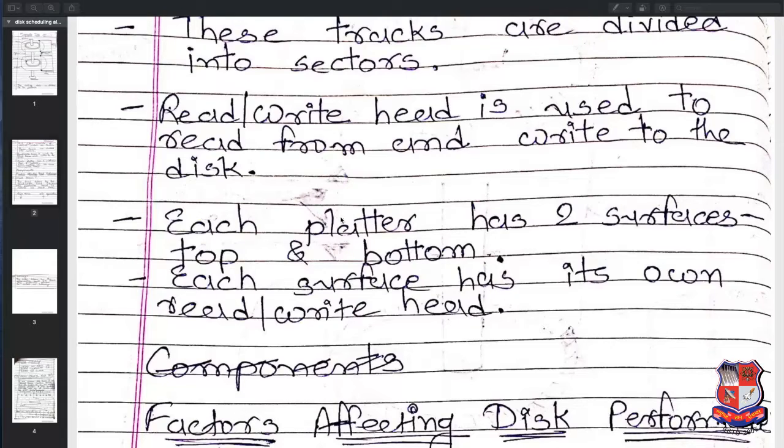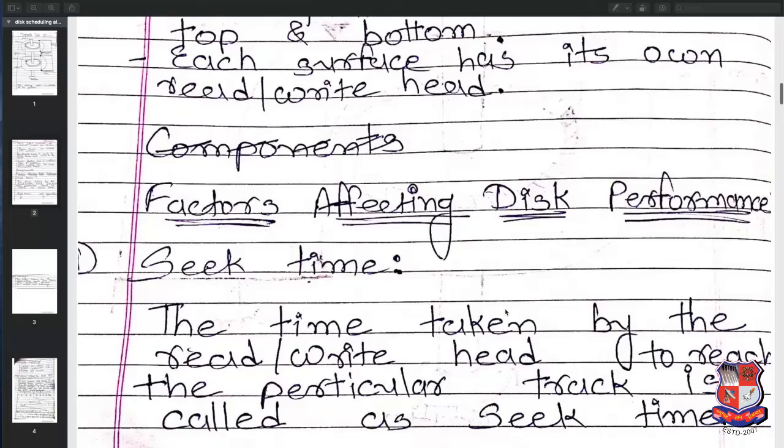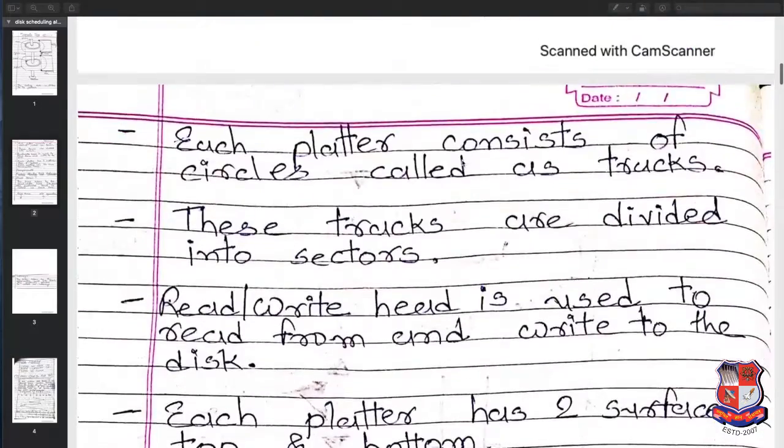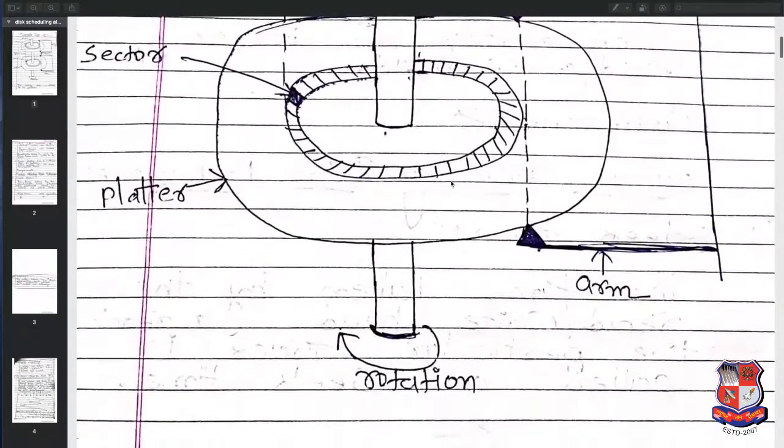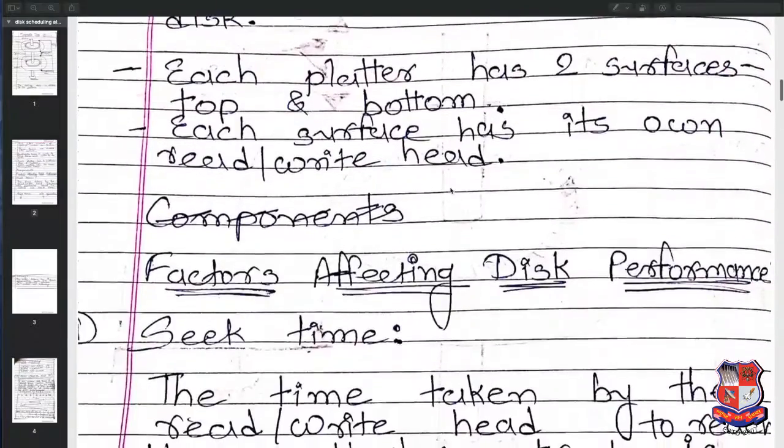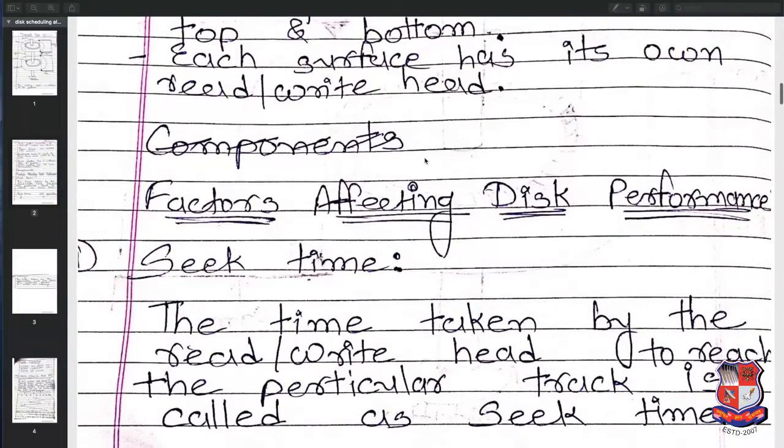Next, each platter has two surfaces, top and bottom. Each surface has its own read and write head. So this whole thing is the architecture of the magnetic disk. Then my next point is the factors affecting disk performance. There are different factors affecting the disk performance, and the first factor is seek time.